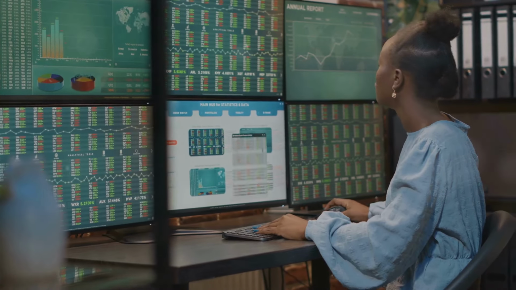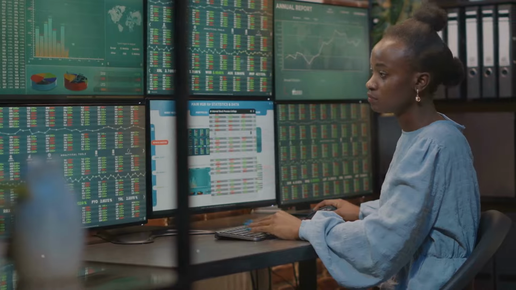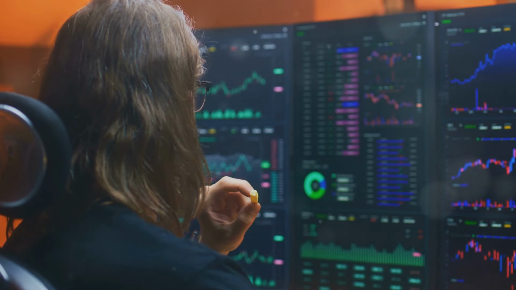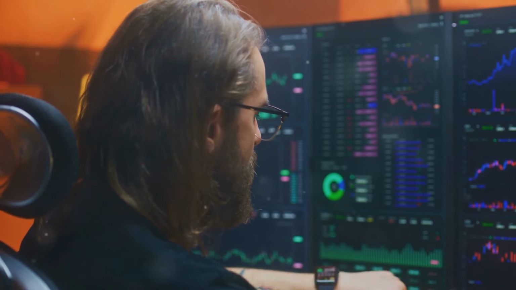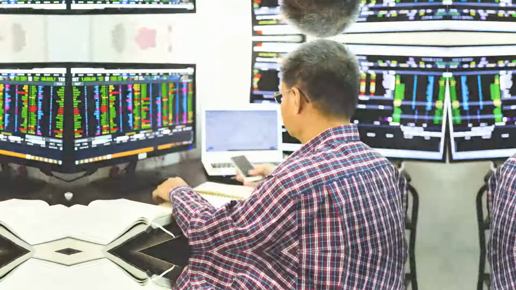Diversifying your trades across different currency pairs can also mitigate risk. However, with a small account, it's essential to avoid over-diversification, which can dilute your focus and potentially lead to losses.